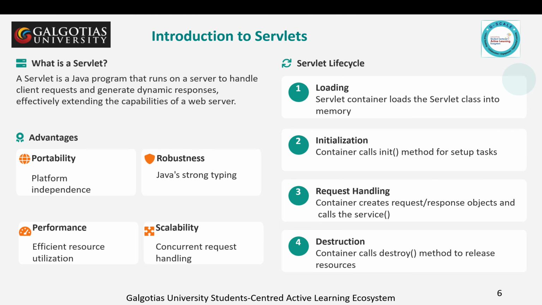The servlet lifecycle consists of four main stages. First, the servlet class is loaded into memory. Second, the init method is called for initialization. Third, the servlet handles client request using service or doGet or doPost. Finally, the destroy method is called before the servlet is removed.